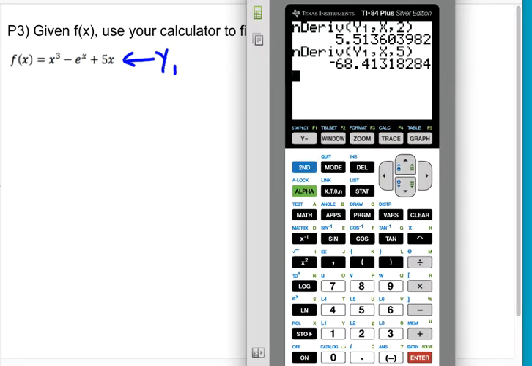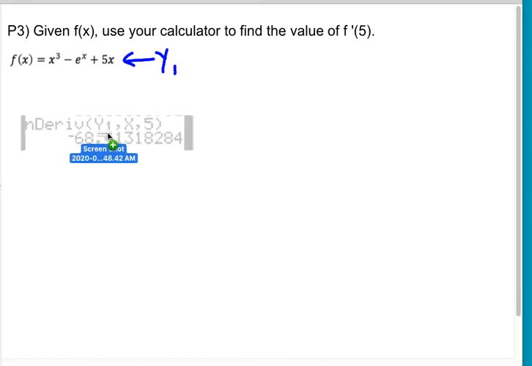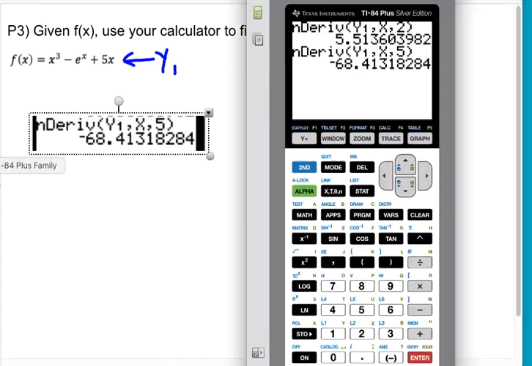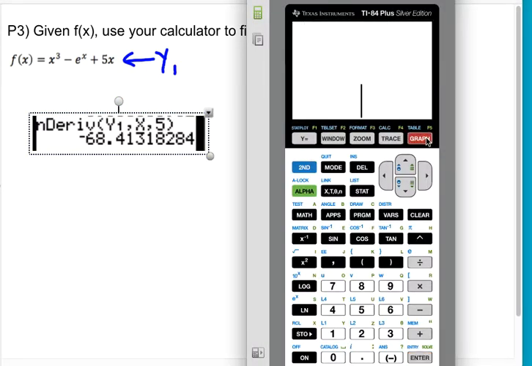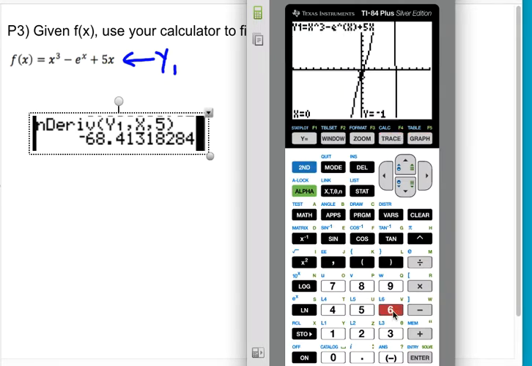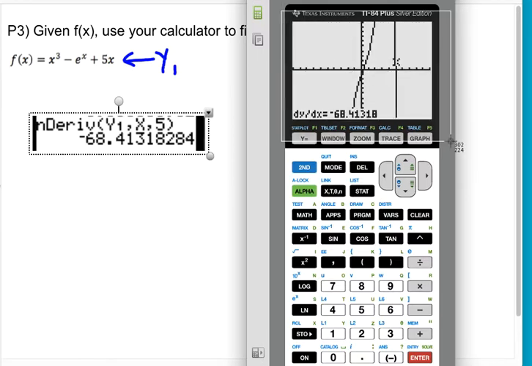If I do it the other way, right, so that's the one option. If I do the other option, if I hit graph, I can hit second calc. I want 6, and I want to do it when x is 5. And sure enough, same thing, right?